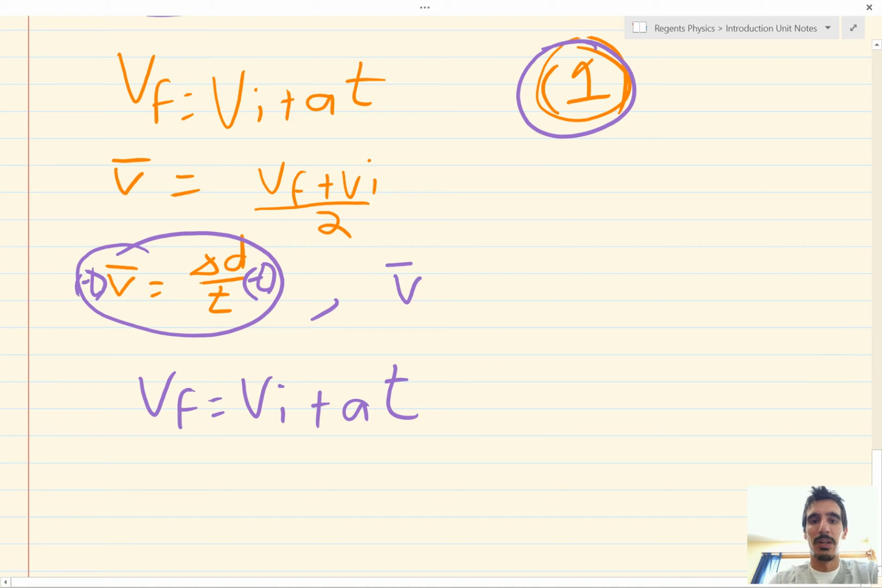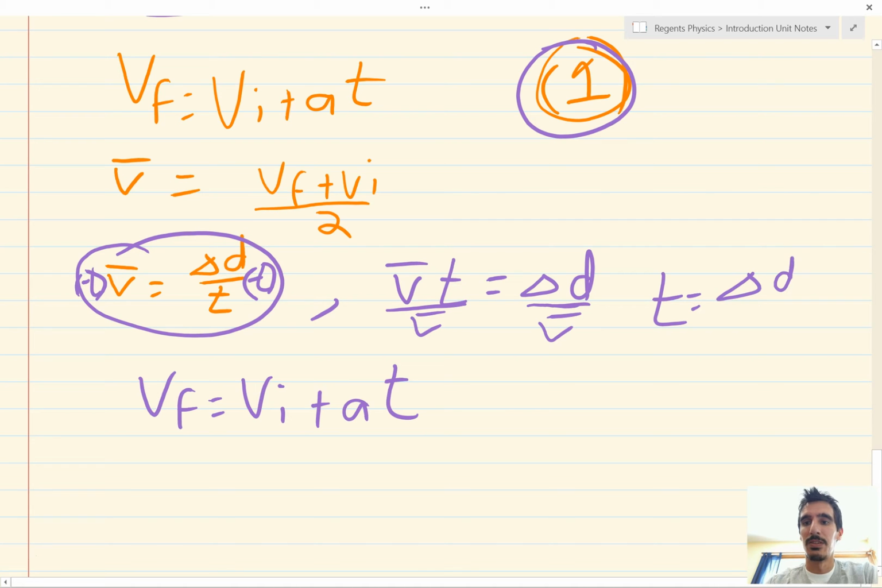That gives us average velocity times time equals change in distance. But if you remember from before, the change in distance is just the total distance, so we'll get rid of that change in a second. And let's divide by average velocity. So we're left with time is the change in distance, just distance, over average velocity.